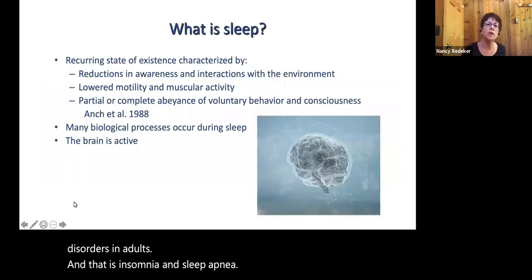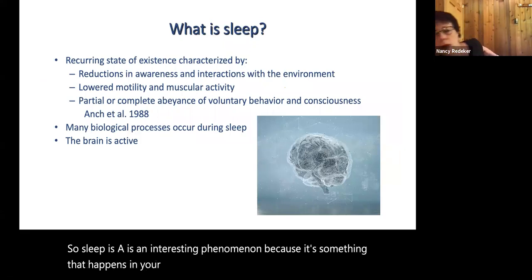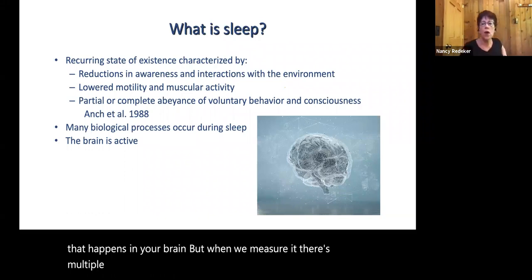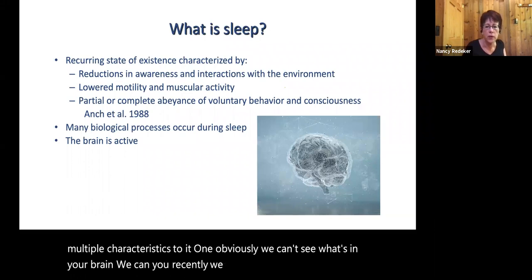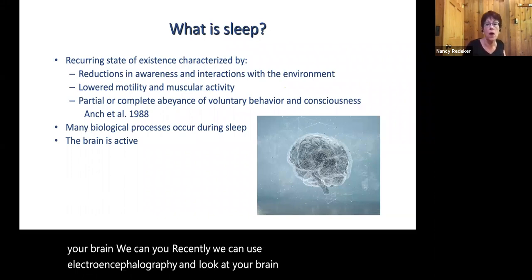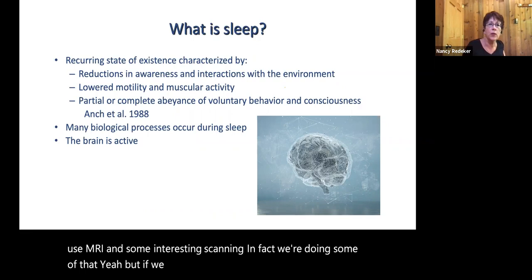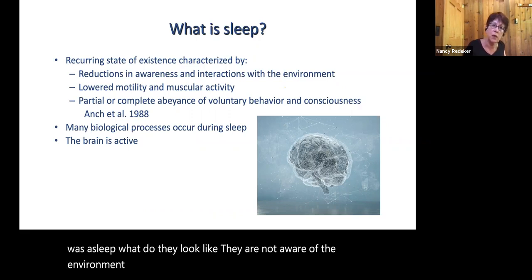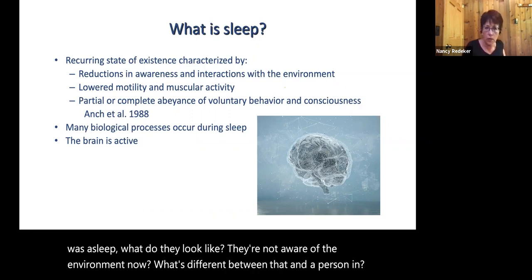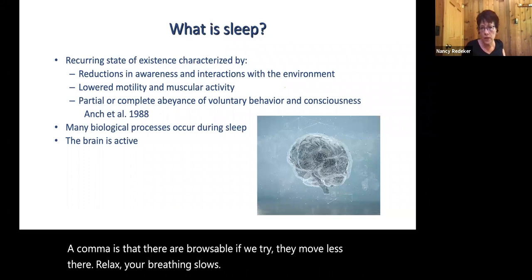So sleep is an interesting phenomenon because it's something that happens in your brain, but when we measure it, there's multiple characteristics to it. Obviously, we can't see what's in your brain. Recently we can use electroencephalography. We can look at your brain waves, and we can use MRI and some interesting scanning. In fact, we're doing some of that at Yale. But if we looked at somebody who was asleep, what do they look like? They're not aware of the environment. What's different between that and a person in a coma is that they're arousable if we try. They move less, they're relaxed, usually your breathing slows, and you have less voluntary behavior.